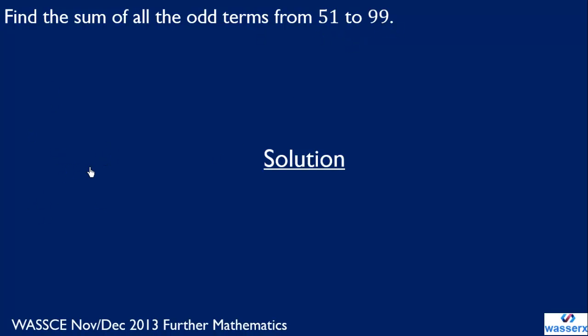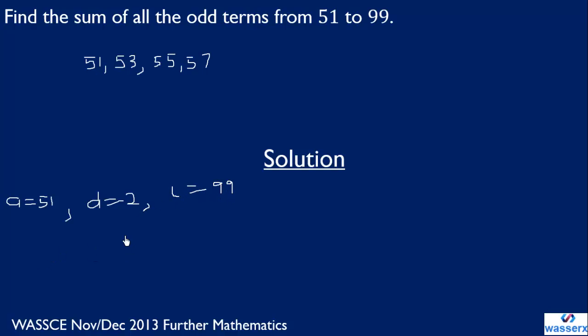Now we have this: we are finding the sum of all the odd terms from 51 to 99. So we have the first term to be 51. So now we can write down a few terms of this sequence: 51, 53, then 55, 57, and so on. So the common difference will be equal to 2. Then we have the last term to be 99. Now u sub n is given by a plus n minus 1 d. So we need to find the number of terms in the sequence. So we have 99 is equal to 51 plus n minus 1 times 2. So we use this to solve for n.